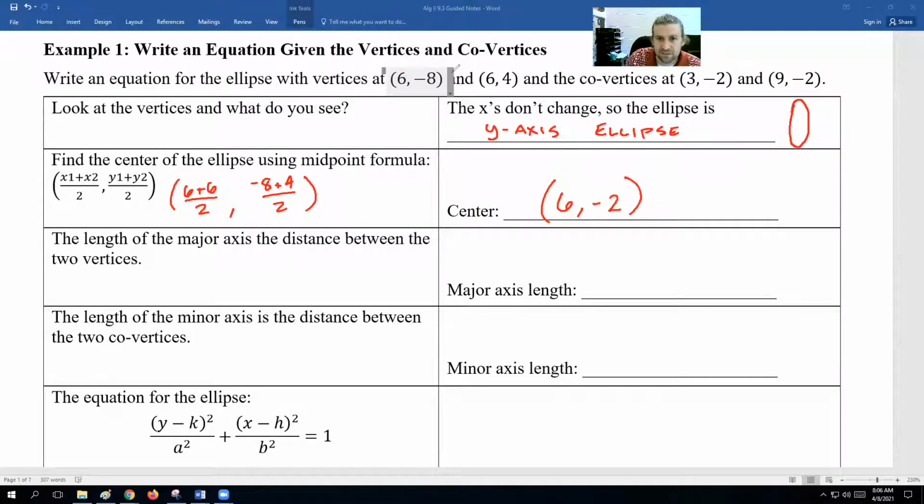You guys want to see an easier way we can do this? What number do the x's have in common? 6. What number do the y's have in common? -2. So the center is (6, -2).